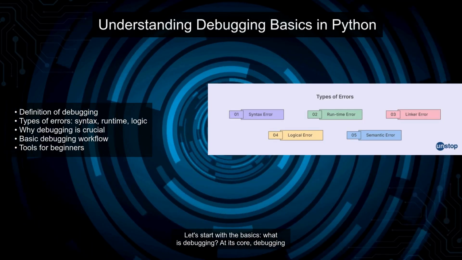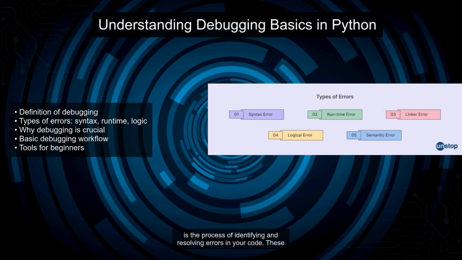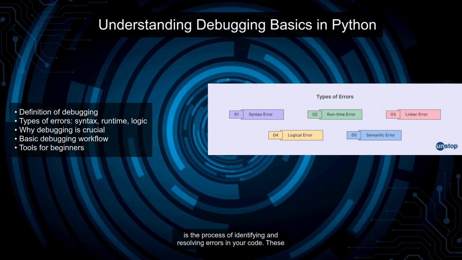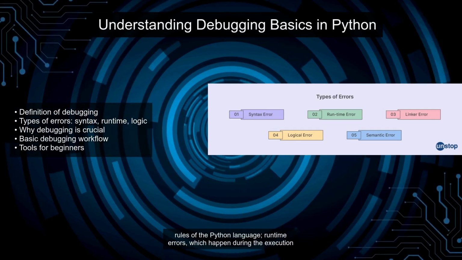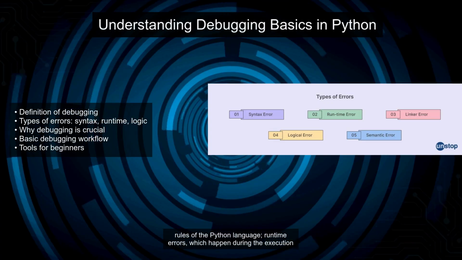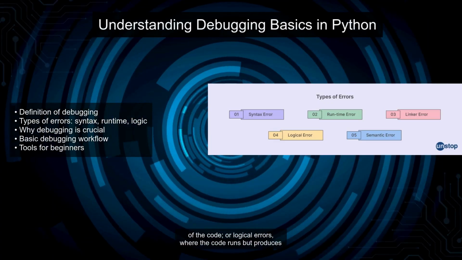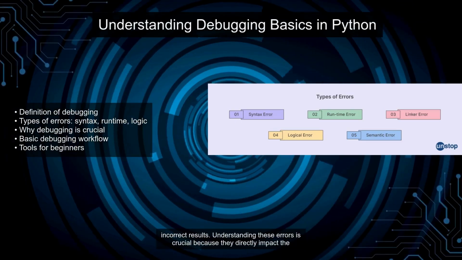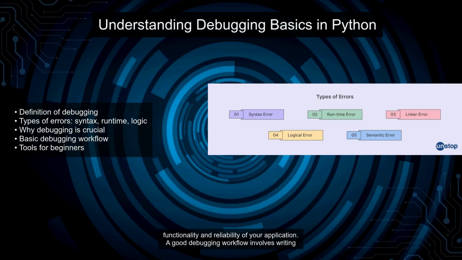Let's start with the basics. What is debugging? At its core, debugging is the process of identifying and resolving errors in your code. These errors can be syntax errors, which occur when the code violates the rules of the Python language, runtime errors, which happen during the execution of the code, or logical errors, where the code runs but produces incorrect results. Understanding these errors is crucial because they directly impact the functionality and reliability of your application.